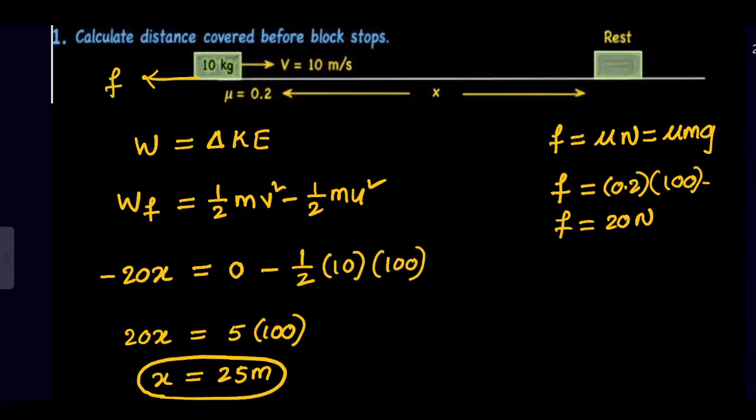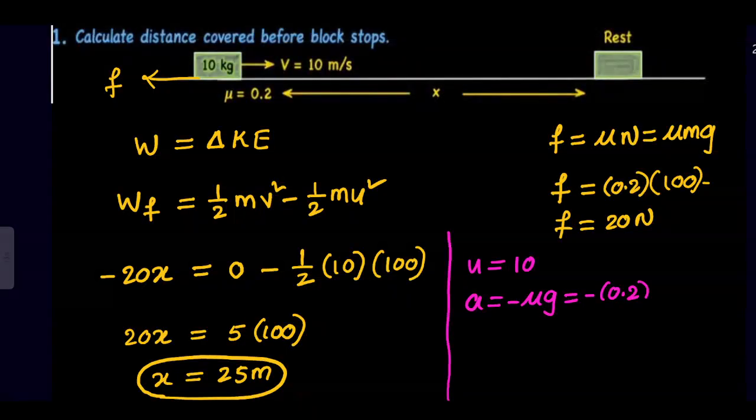Now the other method, we do the same thing. Recollect the other method we did earlier in friction. If any body is moving on a horizontal surface, the acceleration is a equals minus mu g. The initial velocity of the body is 10, and the acceleration is minus mu g, that is minus 0.2 into 10, so this value comes to minus 2.